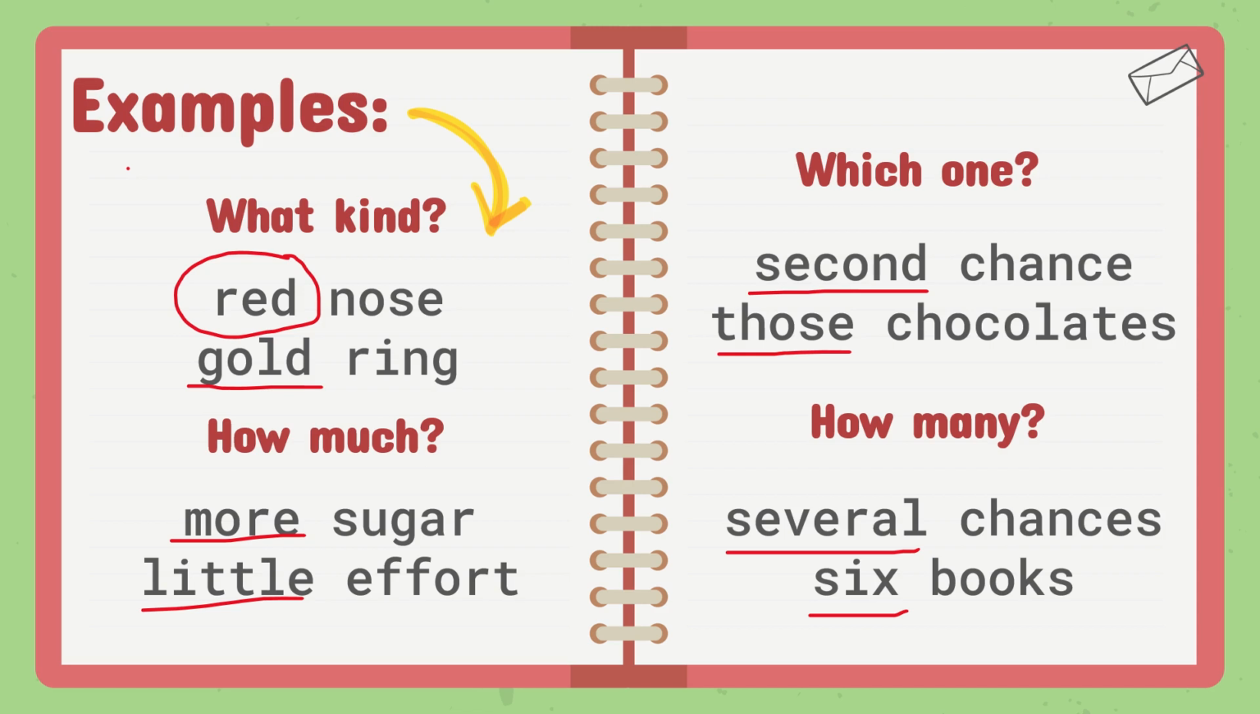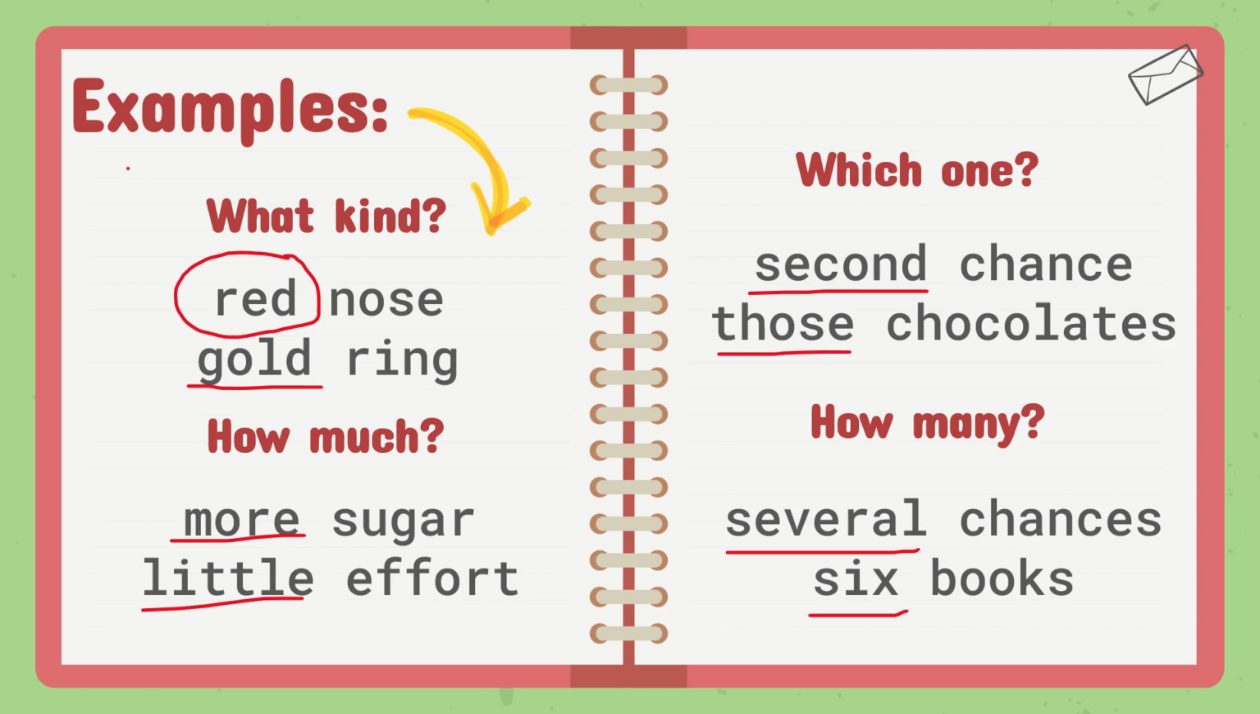Adjectives also tell us how much. For example, we have the noun sugar. How much sugar? More sugar. More becomes adjective. Little effort. Effort is noun, right? So little describes the effort. Little effort. Little is adjective.